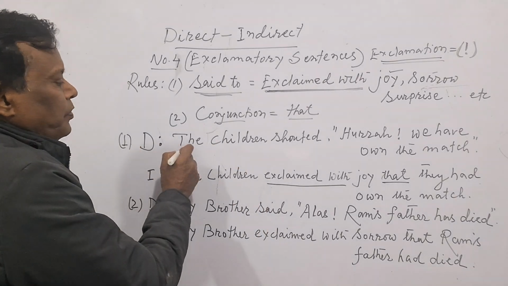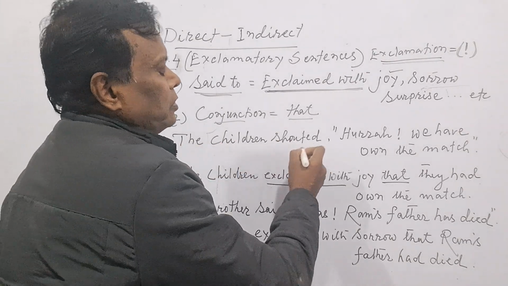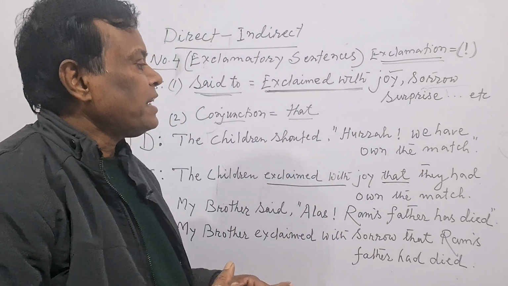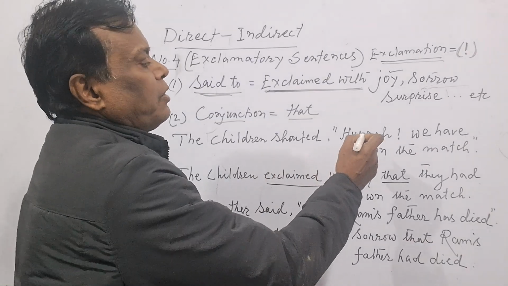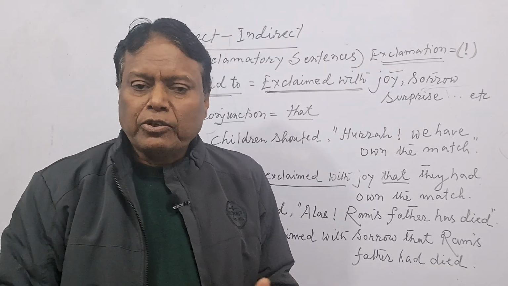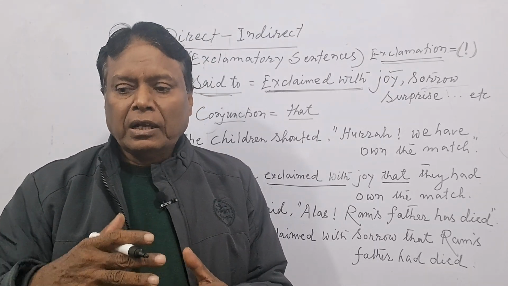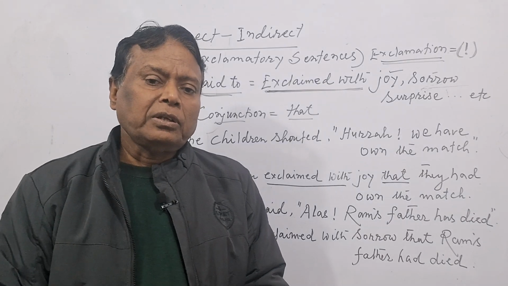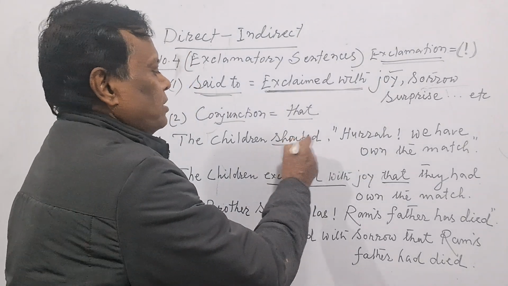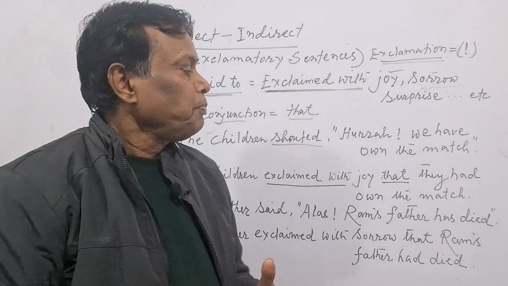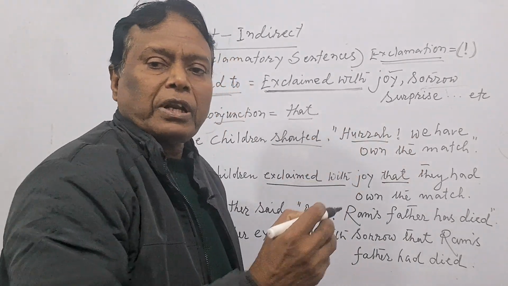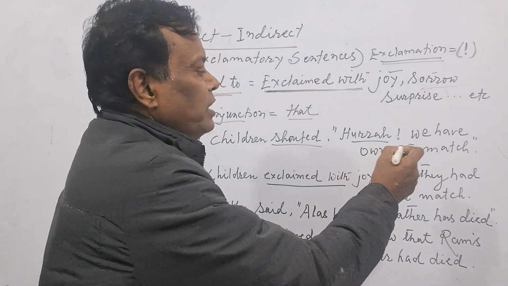Follow the example. The children shouted, or you can also say the children said, but here it is shouted. Why? Because the children shouted, "Hooray, we have won the match." After winning the match, the children shouted. It is not said to. Said to is common when we commonly speak, anybody tells anything, that is called said to. But when it is shouting, it is extreme noise they create, and the children shouted, "Hooray!" See the exclamation sign. After that we are putting the exclamation sign. We have won the match.